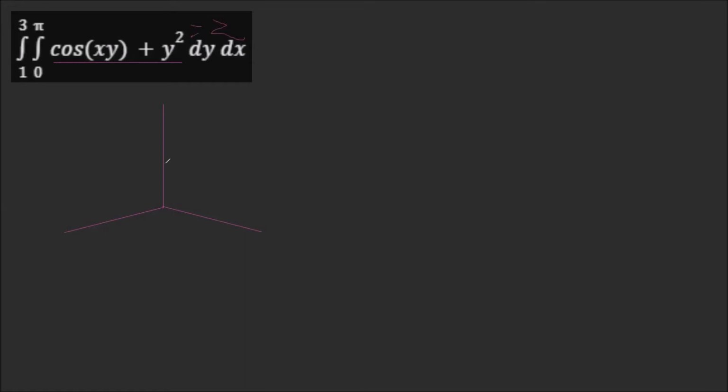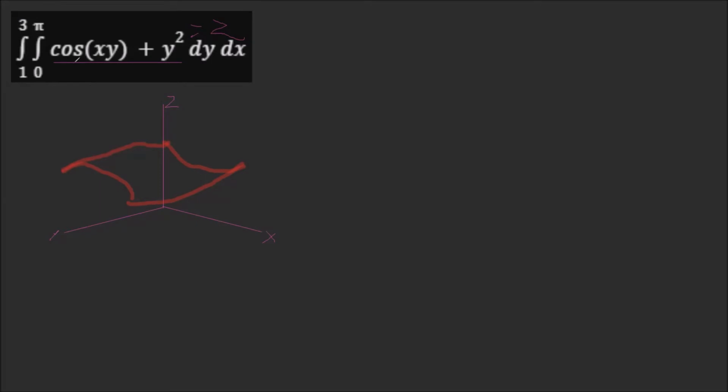This representation is not going to be a good representation of the function, but that doesn't matter. I'm only drawing this so you can conceptually understand what's happening. This dimension is going to be x, this is y, this is z, which is of course the dependent variable. So let's say that the curve looks like that. Sure. Yeah, that's good enough.